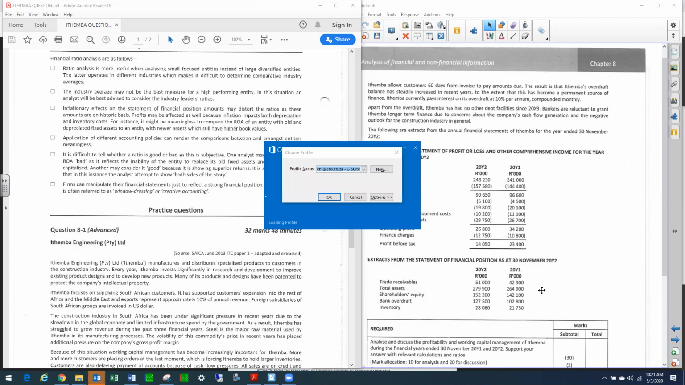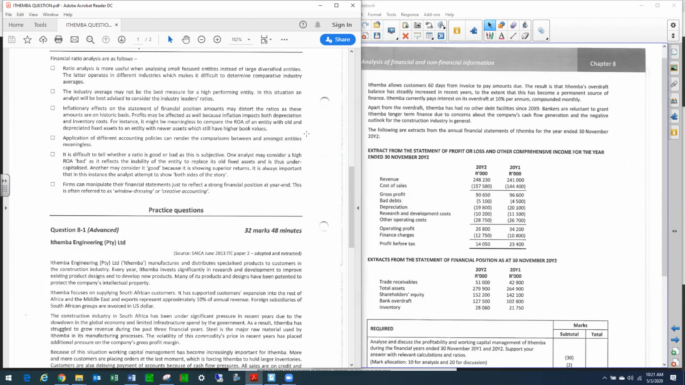But what often happens, sorry, I pressed something by mistake. Guys, what ends up happening is that you guys don't do the simple changes in stuff. So guys, change in revenue, change in GP, change in bad debts, change in depreciation, change in research and development costs, change in operating costs. Okay? Those little things like that, guys, are the easiest ones to do in a question. Now, I'm sure that there are a whole lot of you that didn't do that. Okay?